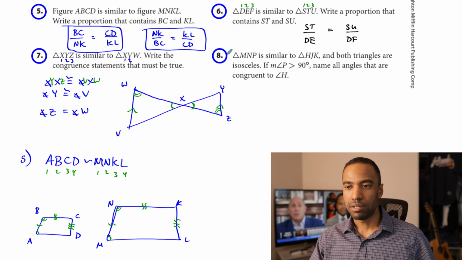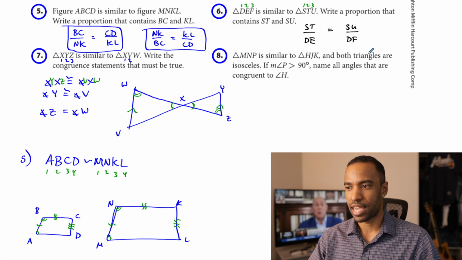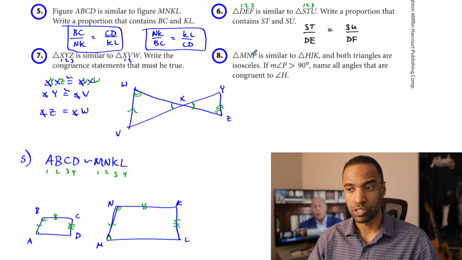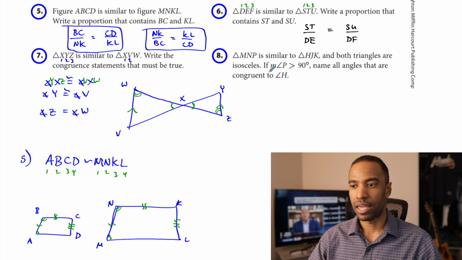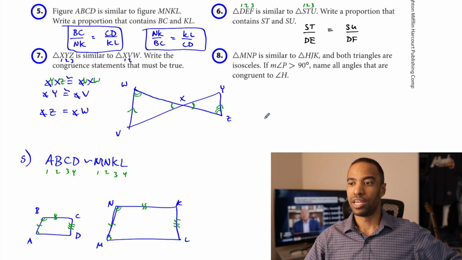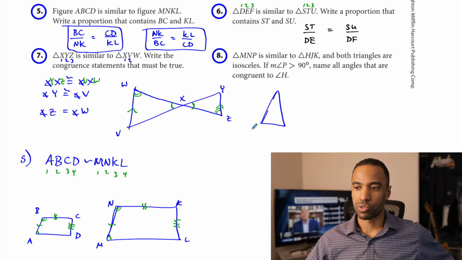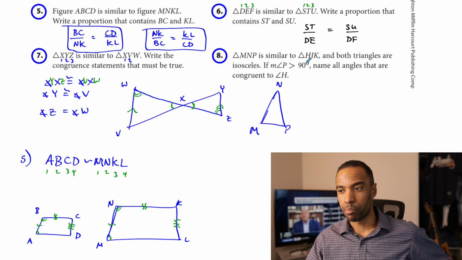All right, number 8. Triangle MNP is similar to triangle HJK, and both triangles are isosceles. If the measure of angle P is greater than 90 degrees, name all angles that are congruent to angle H. This one's a little fascinating because I was about to draw MNP, but they threw me a little curveball. They said the measure of angle P is greater than 90 degrees.